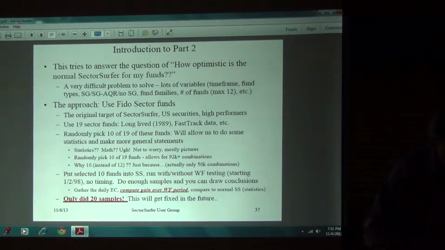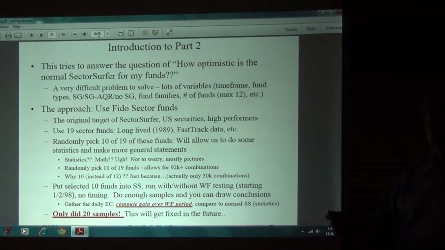I selected the 19 longest funds, or the 19 funds with the longest time period history, that goes back to '89, and I'm selecting 10 out of 19 of those funds. Why am I selecting 10? Well, by selecting 10 of 19, you have 92,000 different combinations, so you can take a look at, to some degree, the entire universe of sector funds and, if you do enough sampling, start to answer your question, at least for the sector funds, in terms of, okay, does walk-forward testing hurt me?